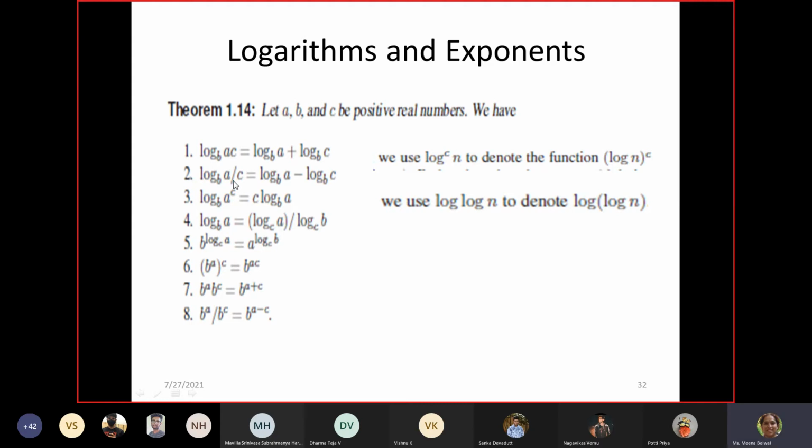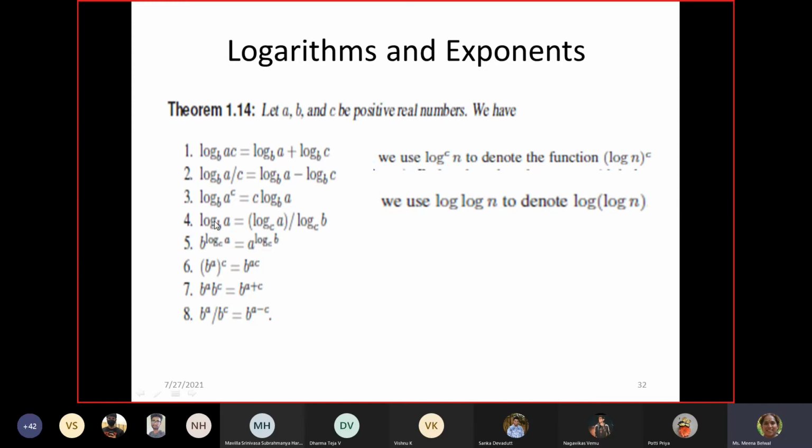Another rule, again, all of you know this: log of a divided by c base b is log a minus log c, right? Then log of a to the power of c base b is c into log a base b. Now, this is important. Rule number 4.